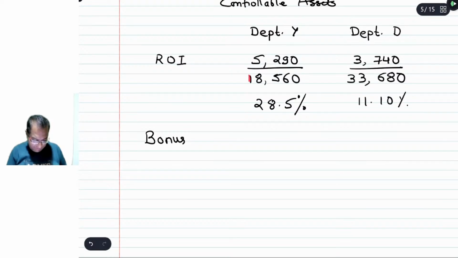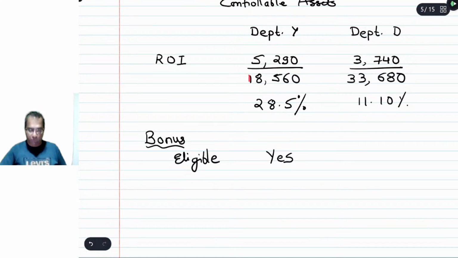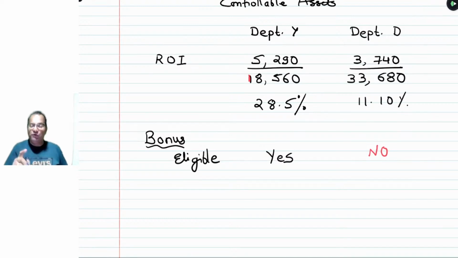Who will be eligible for bonus? Both the departments are eligible for bonus? No. Department Y is eligible for bonus because the ROI of department Y is more than 12%, while the ROI of department D is less than 12%. So department D will not be eligible for bonus. Okay. Now tell me, what will be the amount of bonus?